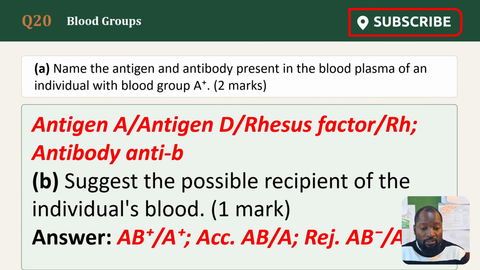Then we look at how it's written. Antibodies are written in small letters. Suggest the possible recipient of the individual's blood. So this individual can give blood to AB positive, and can also give to A positive.